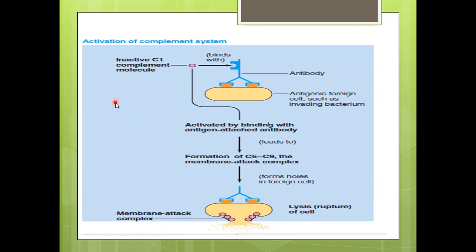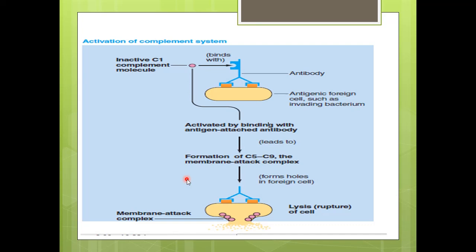The antibodies also produce their action through activation of the complement system. Antigen antibody reaction causes the activation of the C1 component of the complement system. It is a cascade of reactions. One component will cause activation of the other, and this activation of the complement system is again going to produce different responses. The details of these responses we are going to study in the next session.